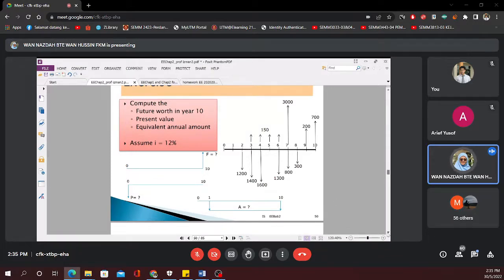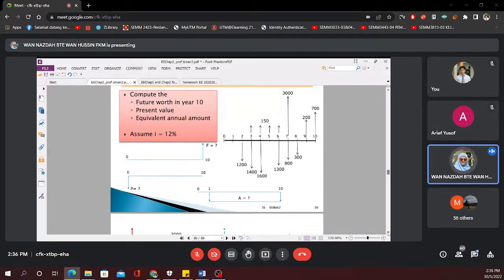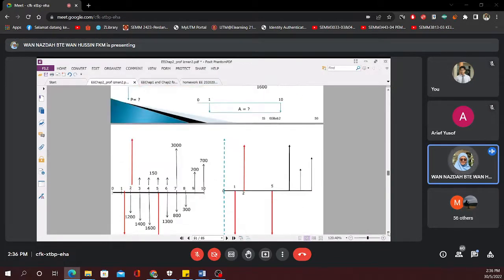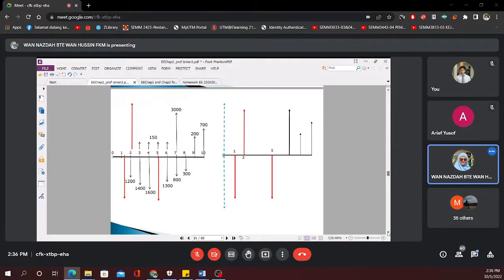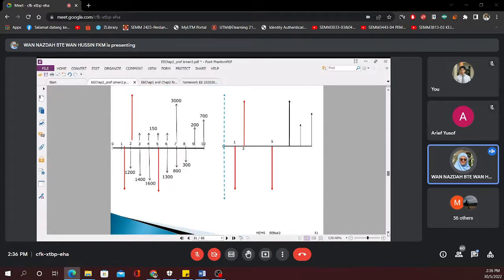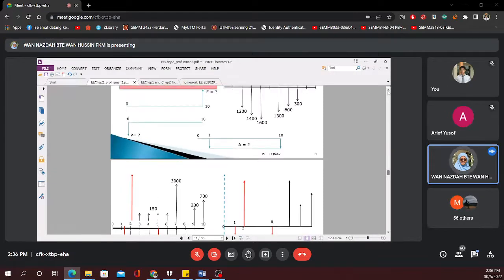You are highly encouraged to complete this exercise. And you are also given another question. For this question, you are required to determine the value at n equals to 0. All right. Any question?